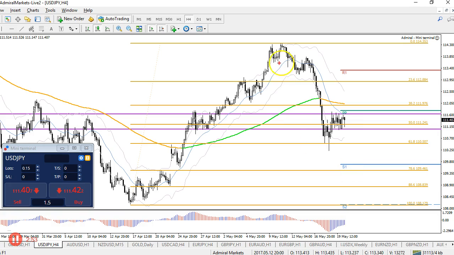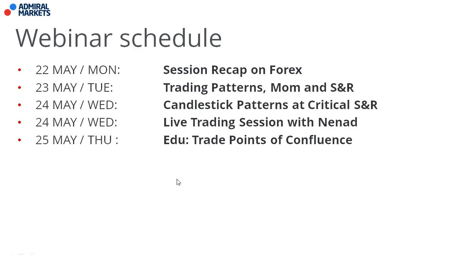In that case, this A, B, C correction within the bigger ABC, right, that red ABC fits within the blue B, then in that case there's probably going to be a 5-wave expansion, and we could see a test of lower support levels. So that's what I'm keeping an eye on with the dollar yen. Euro dollar and pound dollar are coming soon.